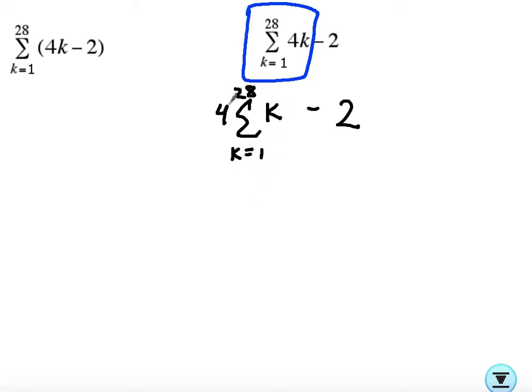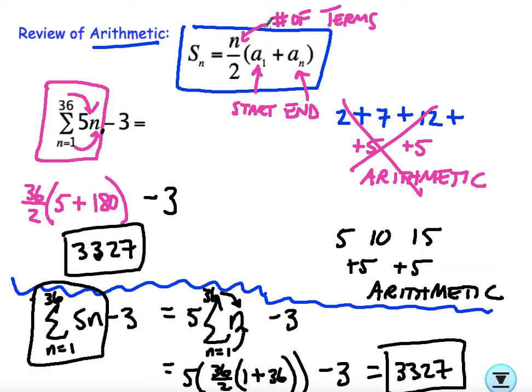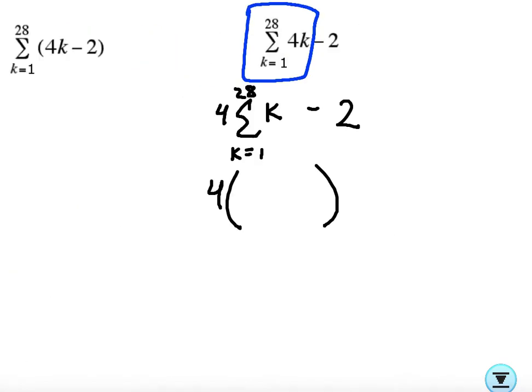Now, I know this is arithmetic because if I plug in a 1, then a 2, then a 3, then a 4, then a 5, they're going up by 1 each time. You're adding 1 each time, which is arithmetic. So I know then I could use my formula for arithmetic going back to here. I can use this formula for arithmetic. So I take my number of terms, which is 28, divided by 2, and then my starting term would be a 1, because I'd start by plugging a 1 in for k, and then add, and my ending term would be plugging in this top number, 28.